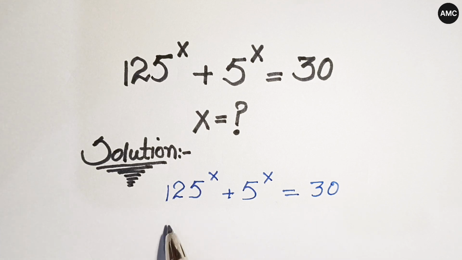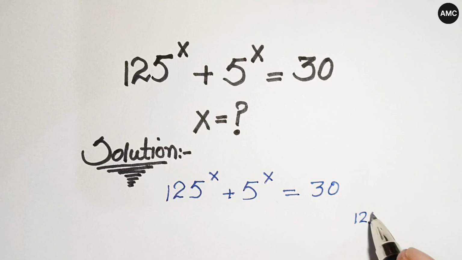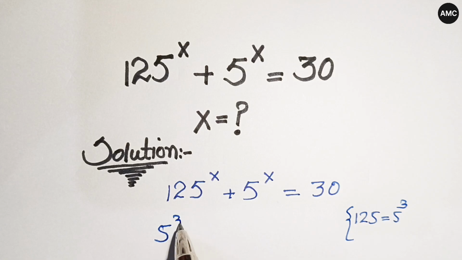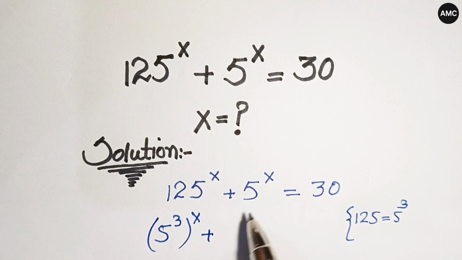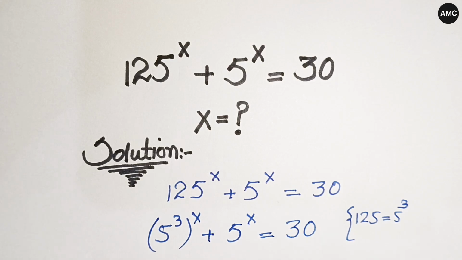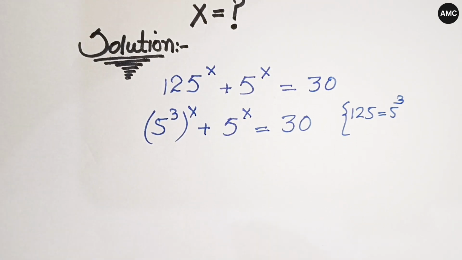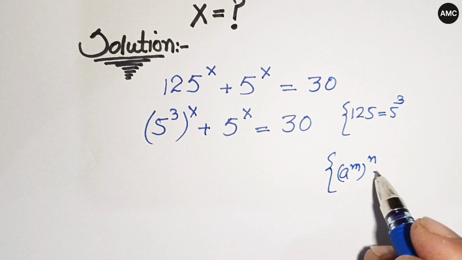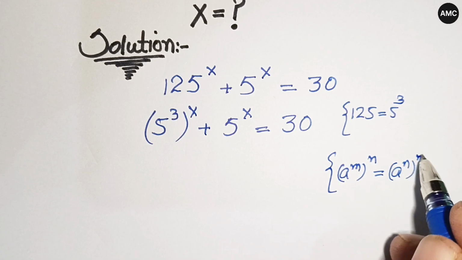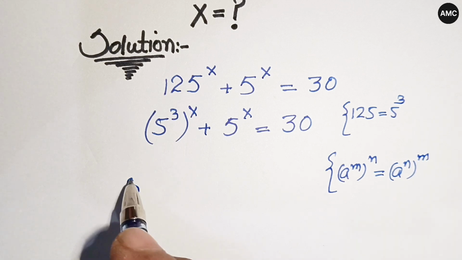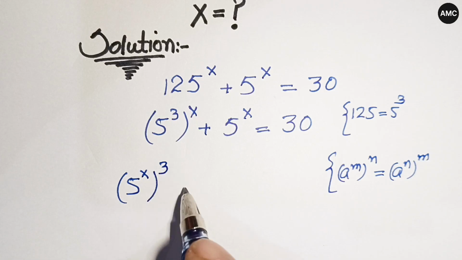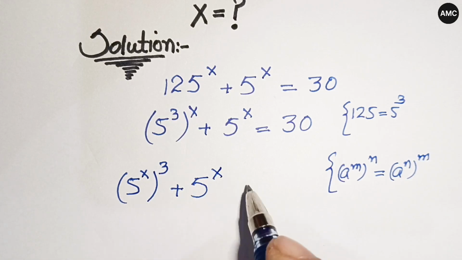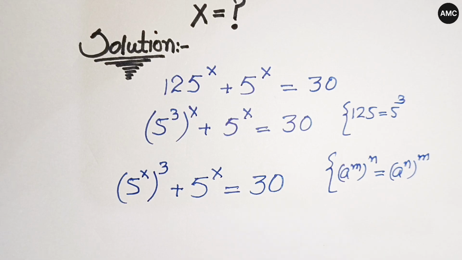Now as we know, 125 is equal to 5 cubed. So here we write (5 cubed) whole to the power x plus 5 to the power x is equal to 30. Now we know that by algebraic identity, if we have a to the power m whole to the power n, then it can be written as a to the power n whole to the power m. So here (5 to the power x) whole cubed plus 5 to the power x is equal to 30.